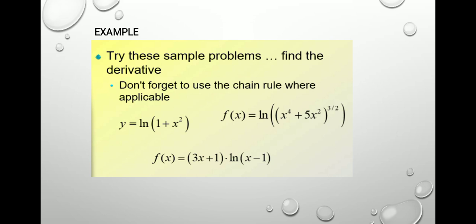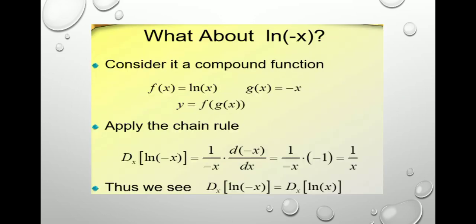Y is equal to ln of 1 plus x squared. F of x is equal to ln of the quantity x to the 4th plus 5x squared to the 3 halves power. F of x is equal to 3x plus 1 times ln of x minus 1. What about ln of negative x? Consider it a compound function.